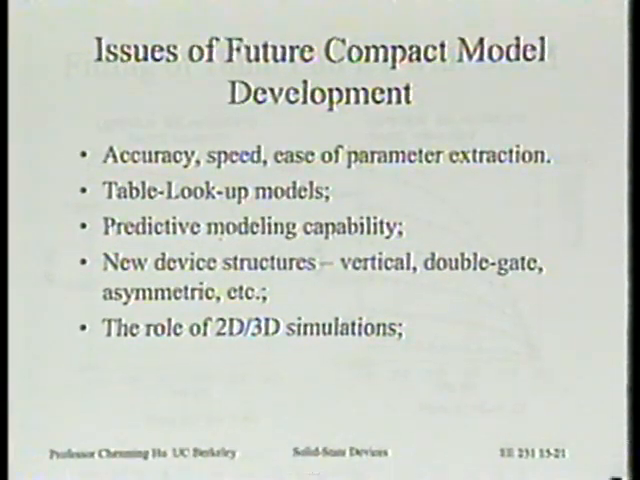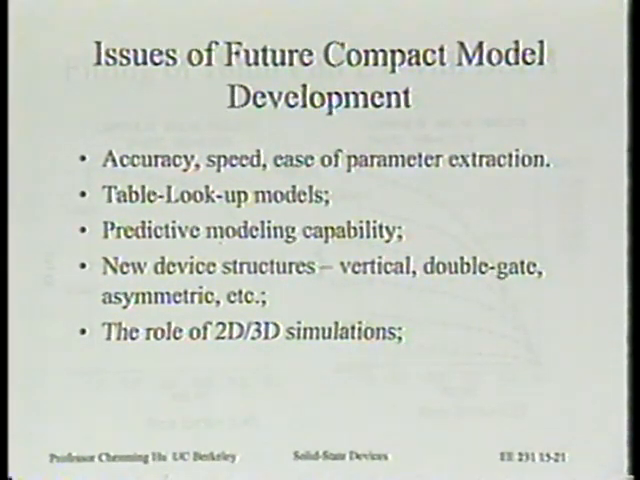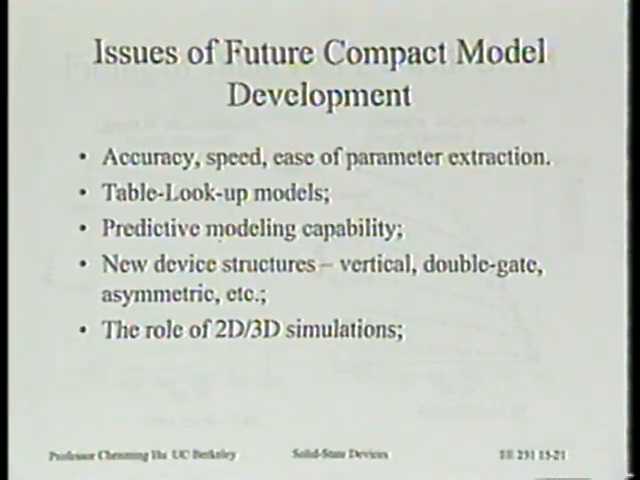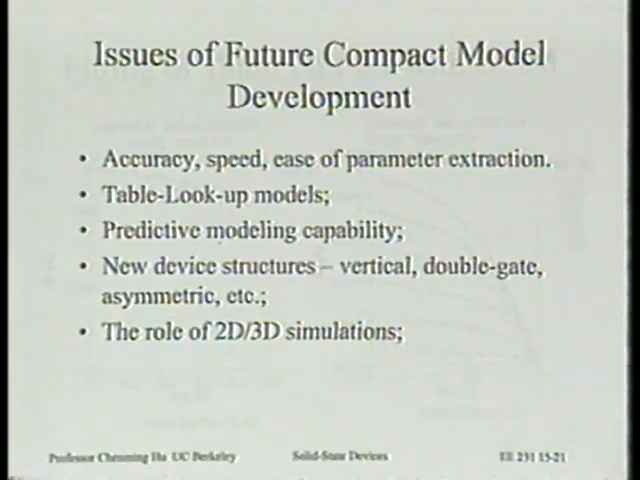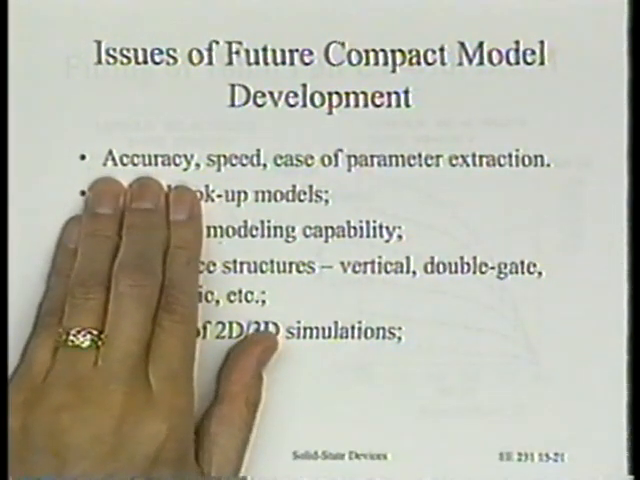All right. So some comments about compact modeling. What users want seems to be accuracy. They want speed. They want ease of parameter extraction. Those are what they want. And among these, I think accuracy is still what people really want.